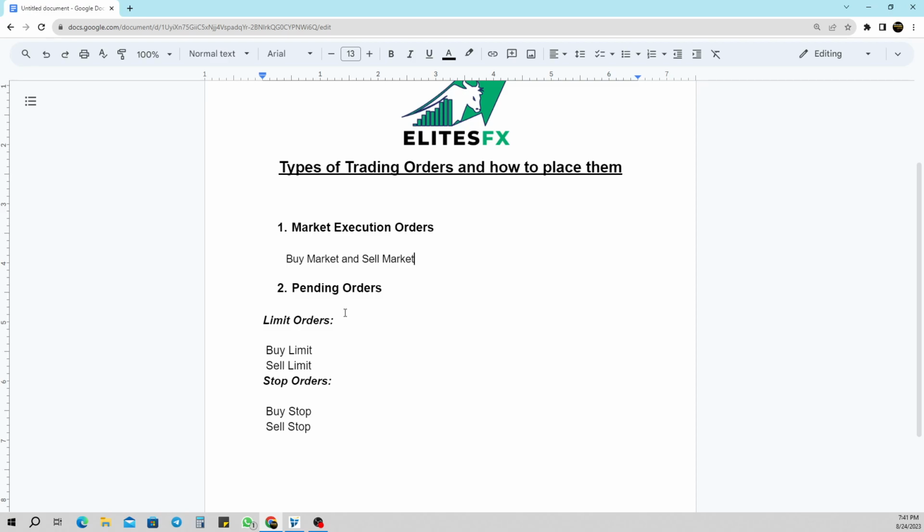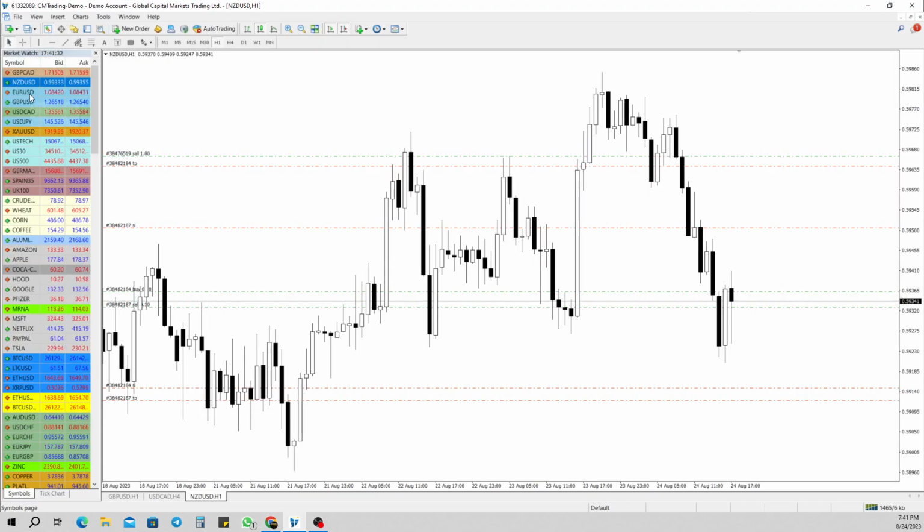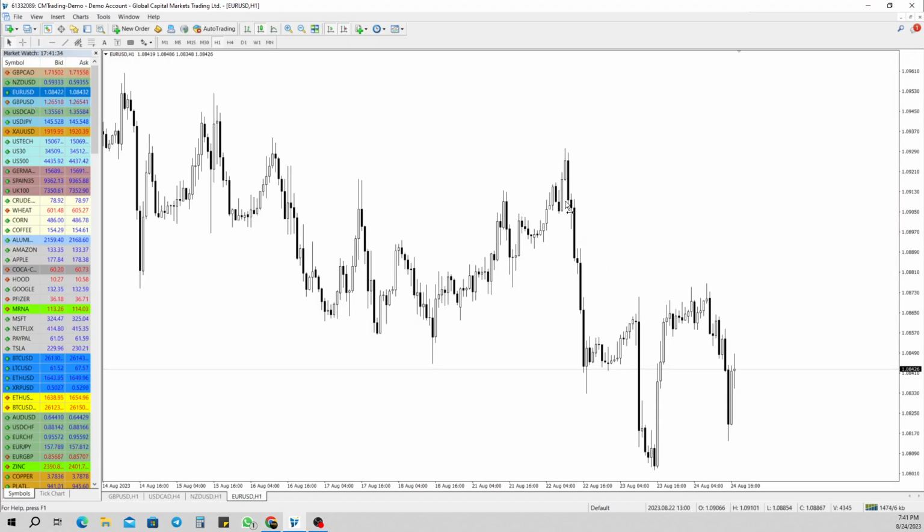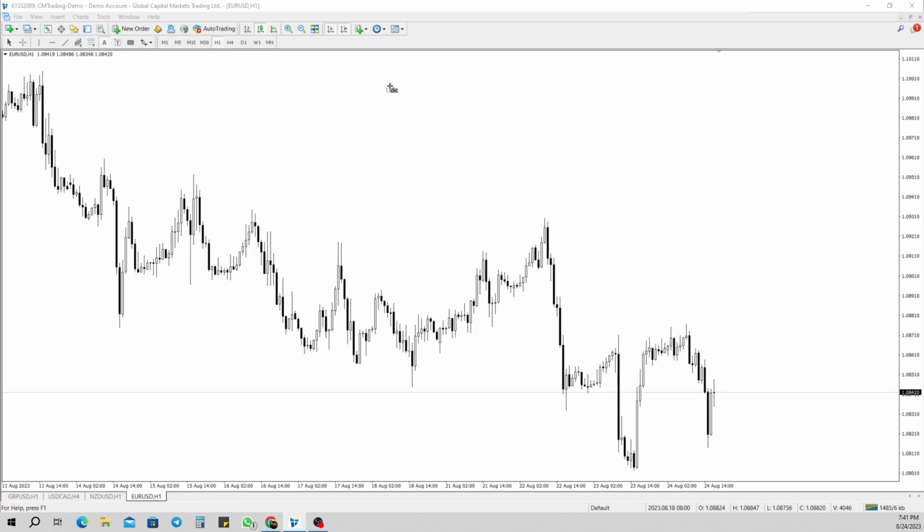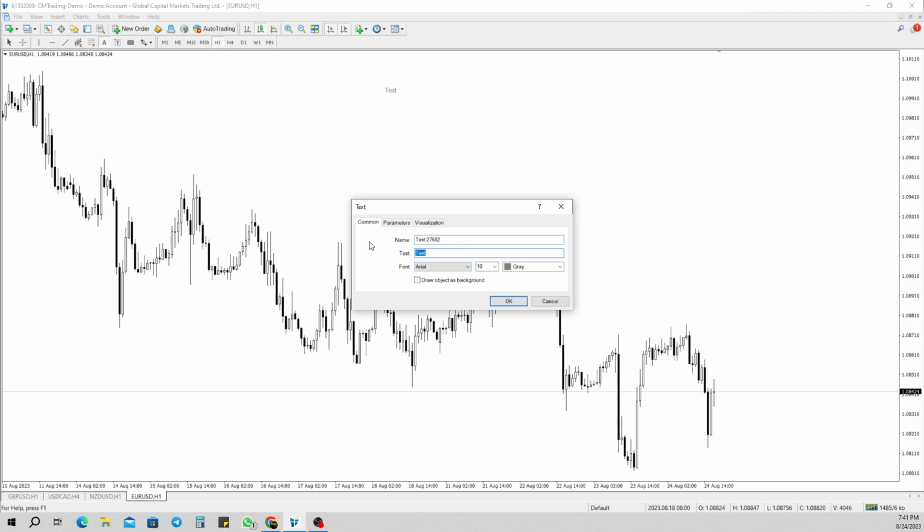So now there are two types inside the pending orders. One type is basically known as limit orders, and the second type is known as stop orders. So now let's first of all talk about limit orders. Let me just open up a clean chart here. For example, this is a clean chart. And now we are talking about limit orders, right? So let me just write it here as well. So we are talking about limit orders.